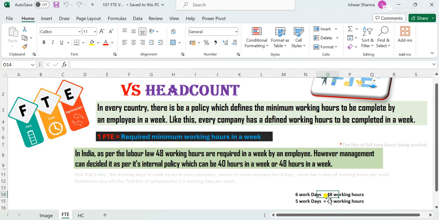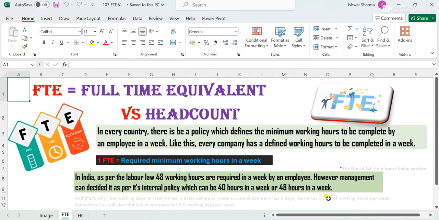In some companies, the total staffing time is 9 hours. In some companies, the staffing time is 9.5 hours. So it depends on the company, it varies from company to company. Okay, so let's move on.